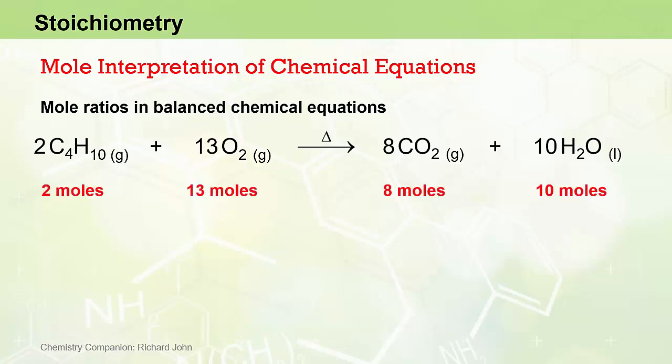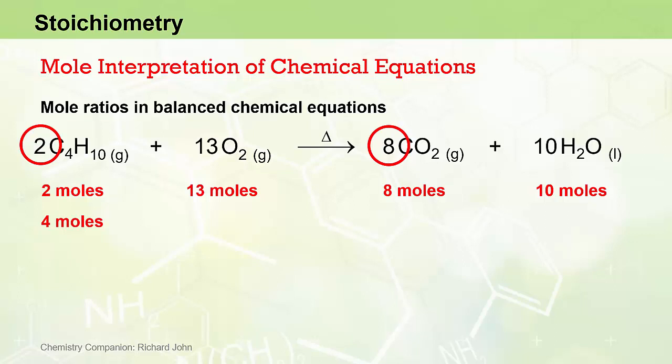A mole interpretation of this balanced equation would say that 2 moles of butane will react with 13 moles of oxygen to produce 8 moles of carbon dioxide and 10 moles of water. So a relevant question might be, if we started with 4 moles of butane, how many moles of carbon dioxide would be produced? The ratio of 8 to 2 for the stoichiometric coefficients of carbon dioxide and butane provide the key to helping us with these calculations.